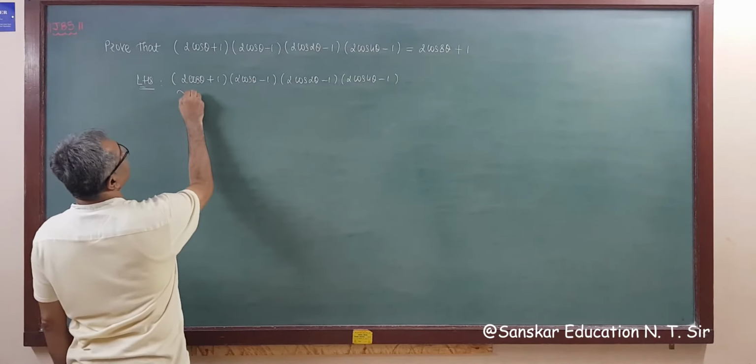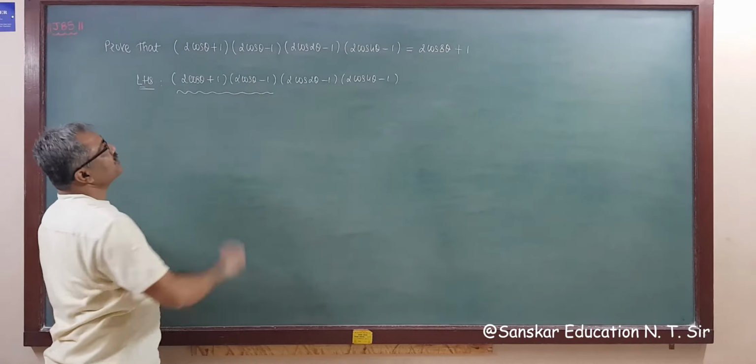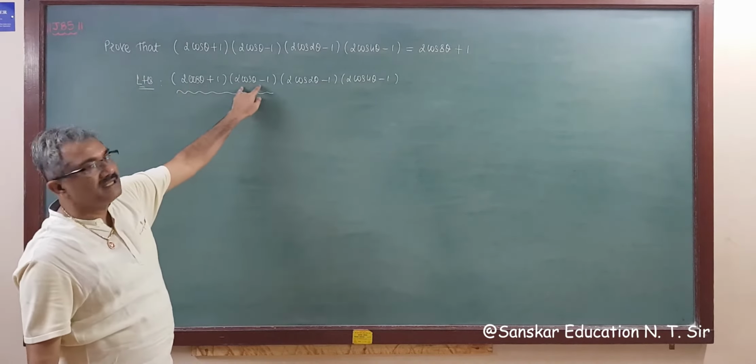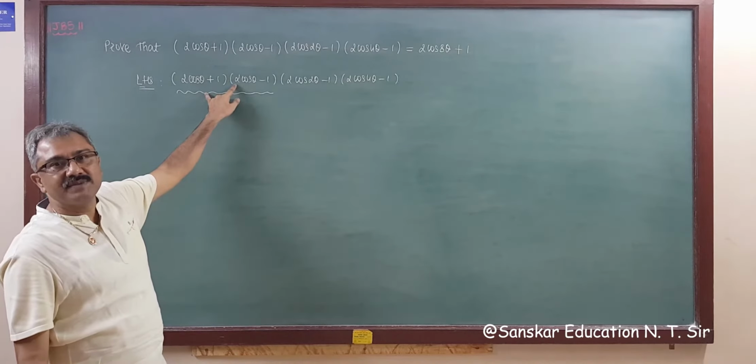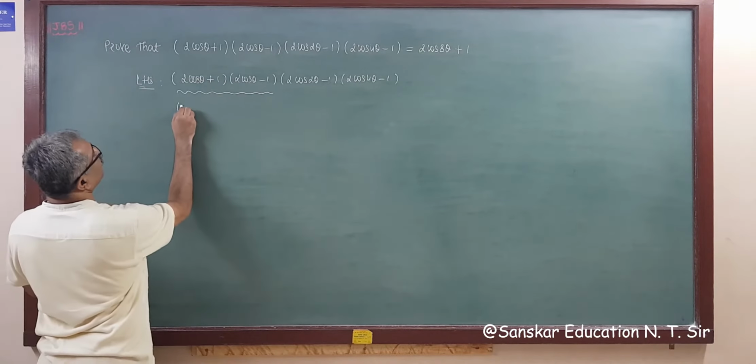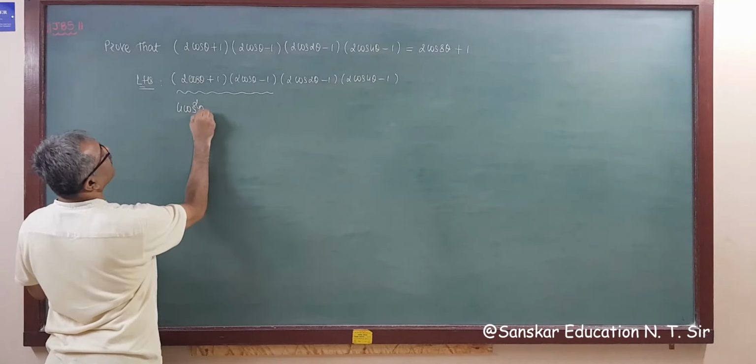Now this is (2 cos theta plus 1)(2 cos theta minus 1). That is (a plus b)(a minus b), which is a square minus b square. A square minus b square means 4 cos square theta minus 1.